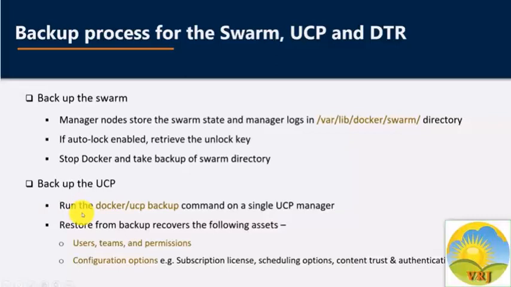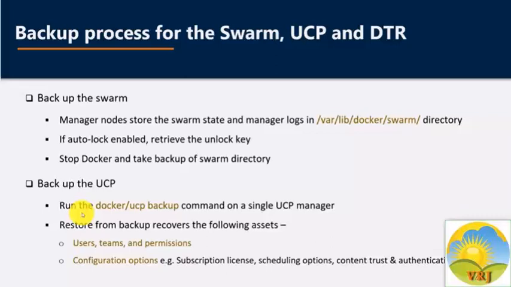To create a UCP backup, we run the docker/ucp backup command on a single UCP manager. This command creates a tar archive with the content of all the volumes used by the UCP to persist data and streams it to stdout. The backup doesn't include the swarm state like service definitions and overlay network definitions. You only need to run the backup command on a single UCP manager node.